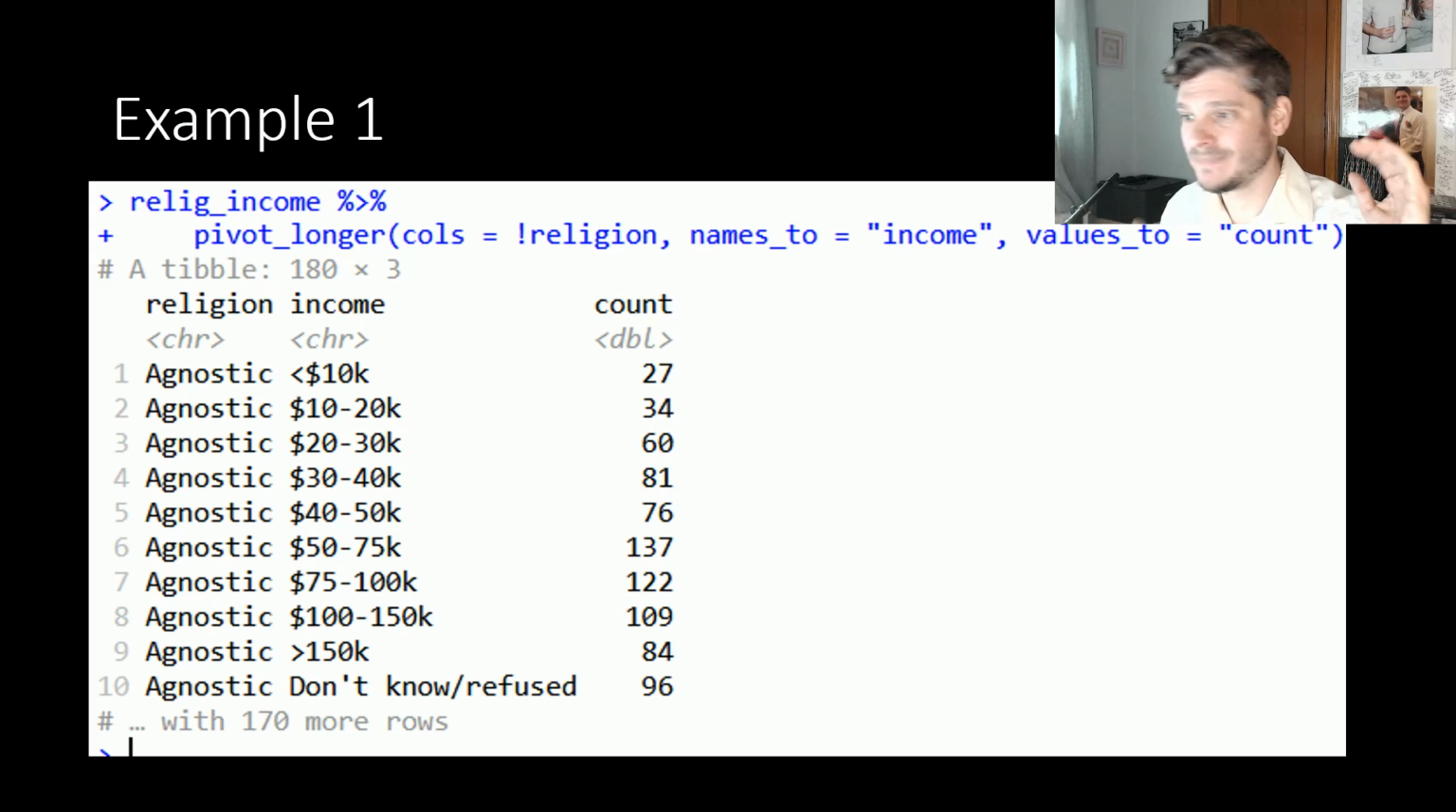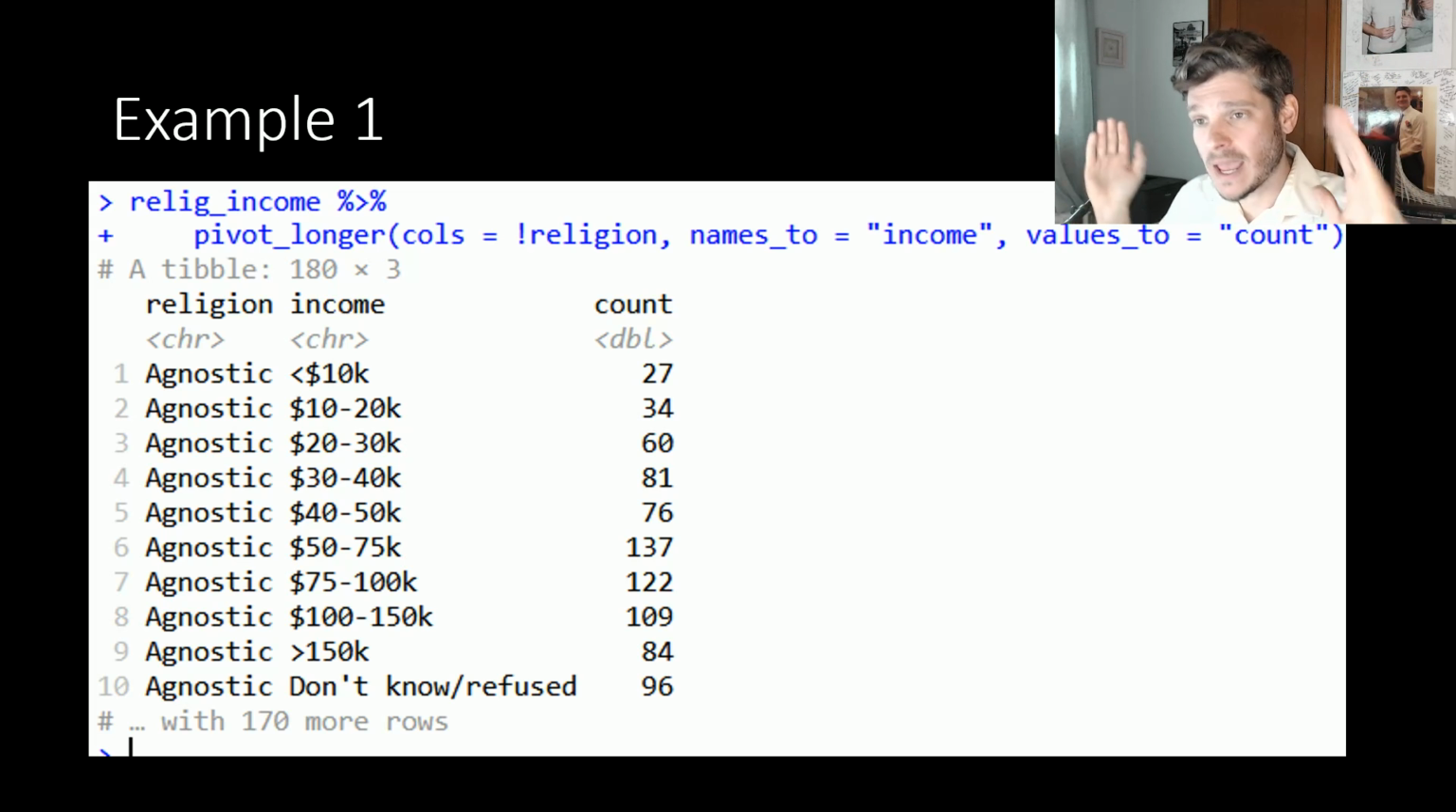It's in alphabetical order based on religion. So the agnostics who make less than $10,000 become one observation: observation 1 with a count of 27. Agnostics making between 10 and 20,000 is my second observation, and there's 34 of them, and so on and so forth. So we took this really wide data frame that had many different columns for the one variable income and squished it down to a tibble that has only 3 variables, but now we have 180 rows, which means it's much, much longer than that previous data frame.